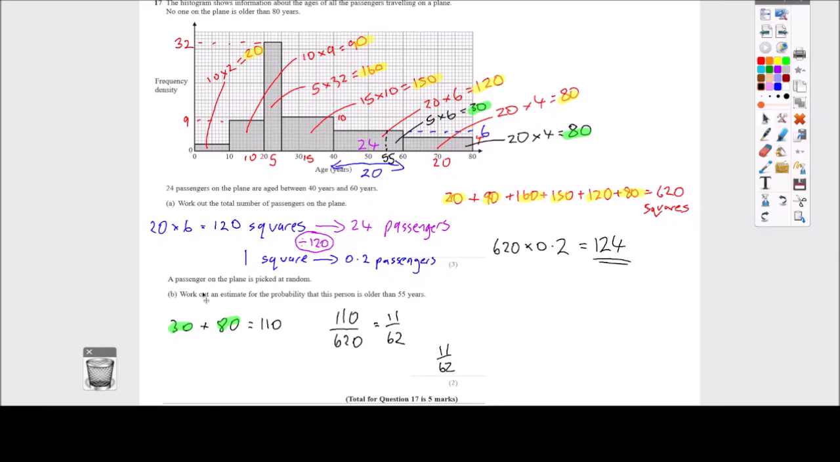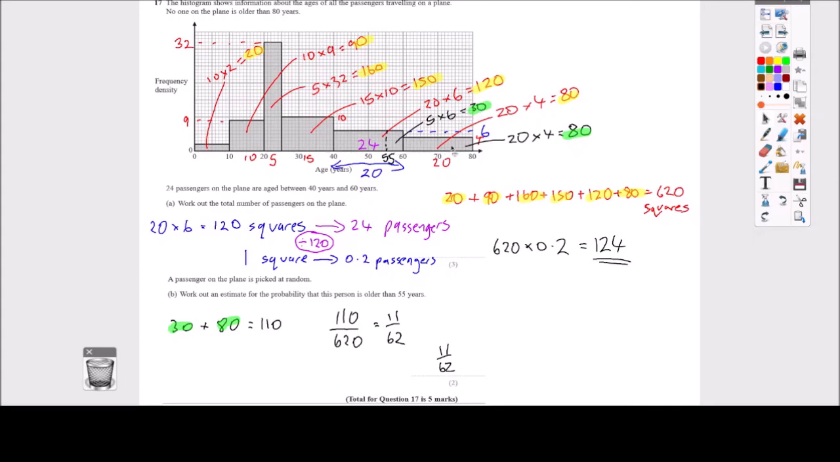Now, for part B, work out an estimate for the probability that this person is older than 55 years. Now, I'm just going to do this in terms of baby squares because it's just a proportion. So you could equally have done it in terms of passengers, but I think it's easier to do it in terms of baby squares. So how many baby squares are greater than 55? Well, here I've got a base of 5 going from 55 to 60 and a height of 6. So that little area there from 55 to 60 is 30 baby squares.